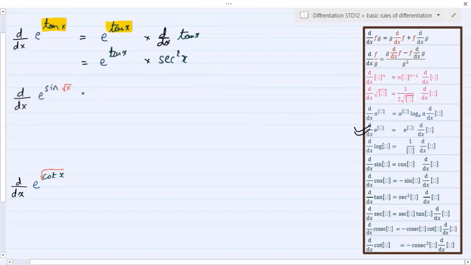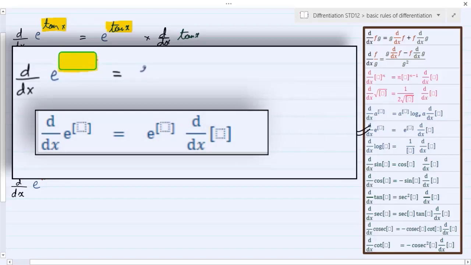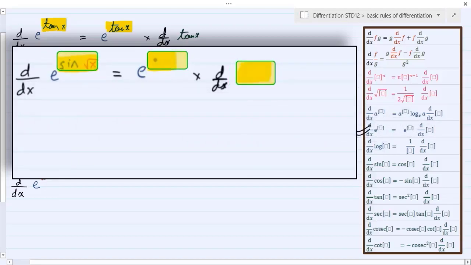So let's quickly move to the next question. We have to differentiate e raised to sine root x. We have a combination of three different functions, and the outermost function is e raised to. So let's consider sine root x within the box. In the first step, we just have to differentiate e raised to box, which we all know is e raised to box into d by dx of box, and within the box we have sine root x.